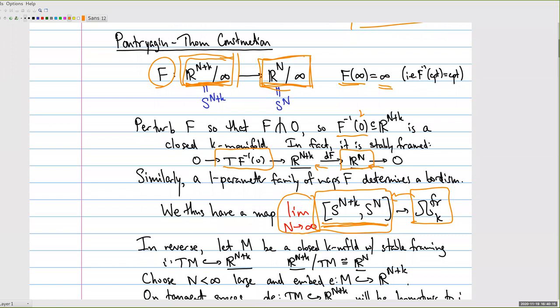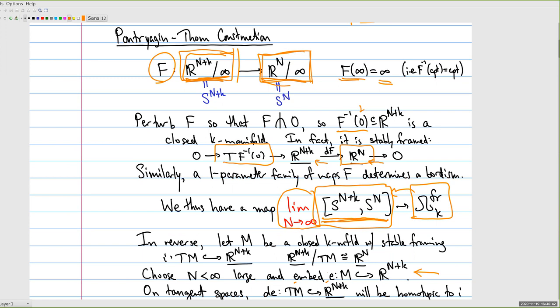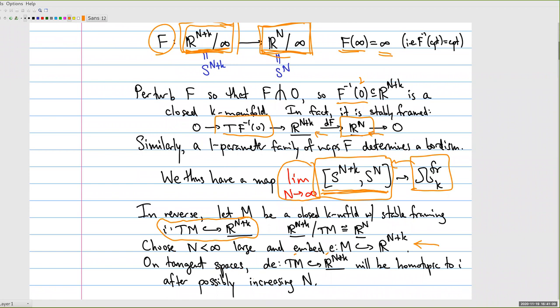Okay, now what about the issue of the framing? This is a little bit tricky, because we chose our embedding of M into R^(n+k), and that gives us an inclusion of the tangent bundle of M into R^(n+k). But that need not agree with the original stable framing. Fortunately, since we're allowed to increase n, we can assume that this derivative is homotopic to the identity. What we now have is a trivialization of the normal bundle. TM is embedded in R^(n+k), and the quotient, in view of the stable trivialization of TM, is identified with R^n.